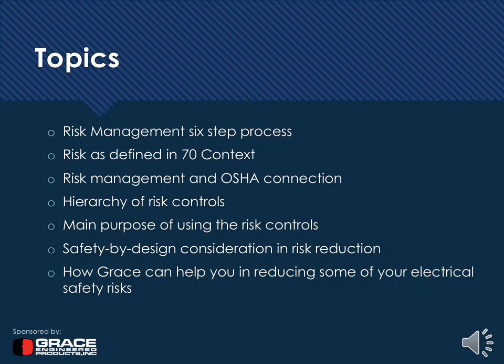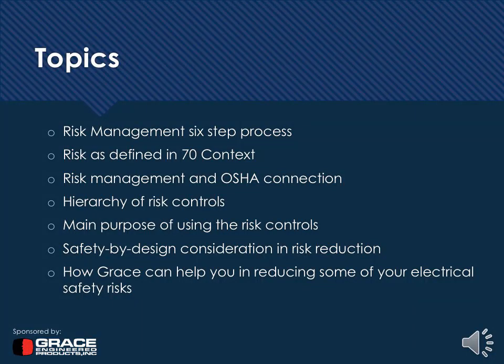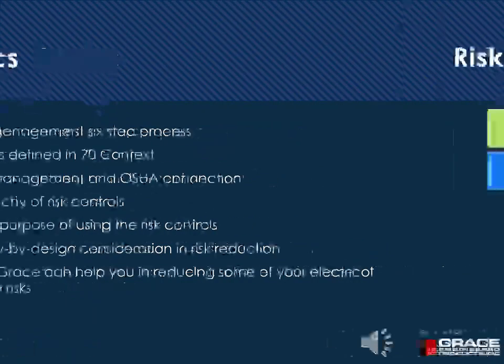Some of the topics I'm going to touch on are the risk management 6-step process, risk as it's defined in the 70E context, and the risk management and OSHA connection. Also the hierarchy of risk controls, one of my most favorite topics, the reason for using those hierarchy controls and their limitations as we see in the 70E, and some of the safety by design considerations that you should use for mitigating those risks. And last but not least, how GRACE can help you in reducing some of your electrical safety risks. With that, we'll go to the next slide.